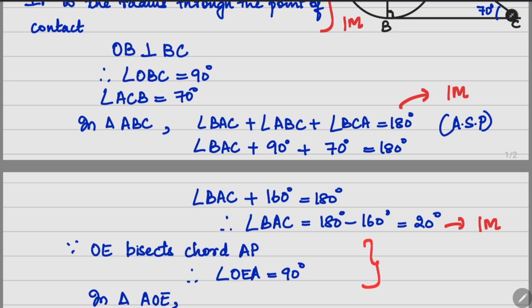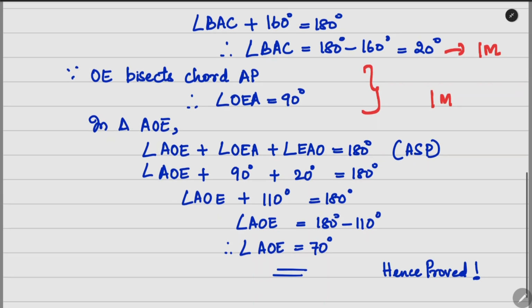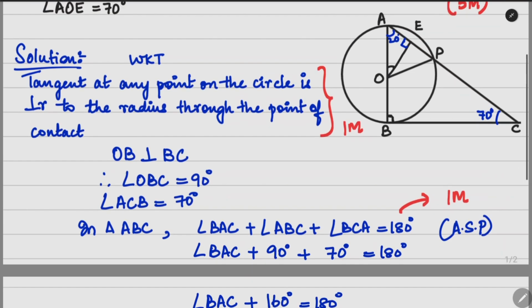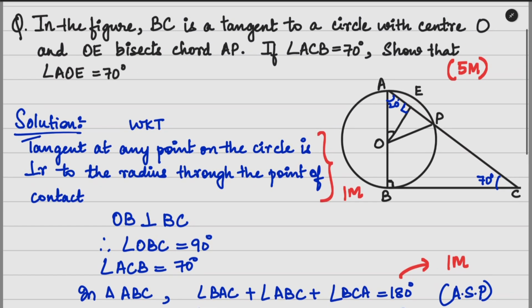So 3 marks here. The reason why OE bisects chord AP, again if you are able to recall this and write this, again 1 mark. So 4 marks so far, and the last 1 mark is here, finally to show that angle AOE is 70 degree. So this is how the mark distribution happens. So make sure you have written everything, all of this correctly. Pause the video, look at it once, think of the steps, try doing it on your own, and let me know if you were able to do it.